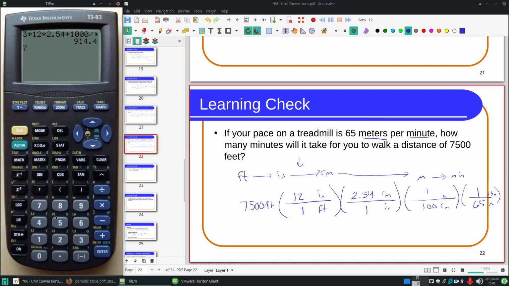All right, so 7,500, a little over a mile, times 12, times 2.54, divided by 100, and then divided by 65. 35 minutes. Now, this doesn't have a decimal, so it's only two significant figures. But unlike all the previous ones we did, this is not a defined motion. That's the actual rate. So that's 65, we'd have to look at that. That's only two significant figures as well. So our answer is two significant figures. 35 minutes.